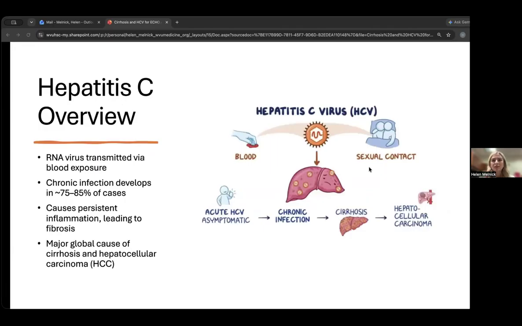Hepatitis C is an RNA virus transmitted primarily through blood exposure. About 75 to 85% of infected individuals develop chronic infection. This chronicity is what drives long-term inflammation and fibrosis. Before the advent of direct-acting antivirals, HCV was one of the most common reasons for liver transplantation.